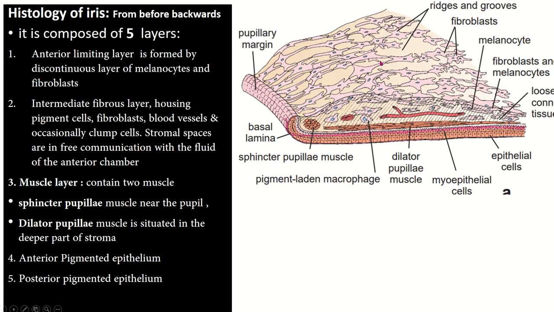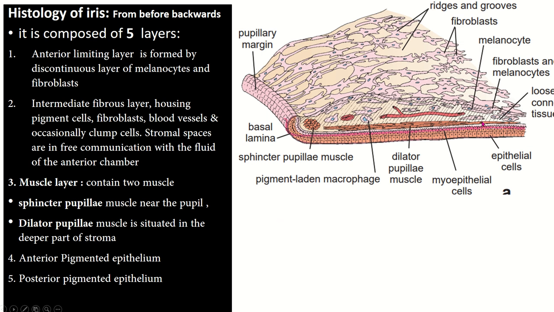So, the histological layers. At first, in front, the anterior limiting layer. It is formed by fibroblasts and melanocytes which are arranged discontinuously. Next layer, the intermediate fibrous layer. It also contains fibroblasts, melanocytes, occasional clump cells and blood vessels. These two layers freely communicate with the aqueous humor present in the anterior chamber of the eyeball.